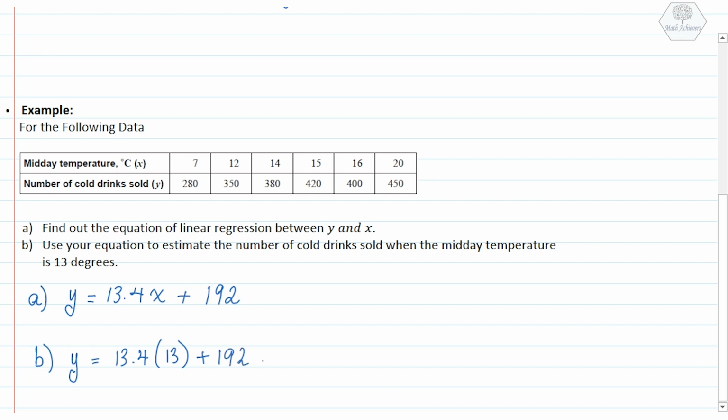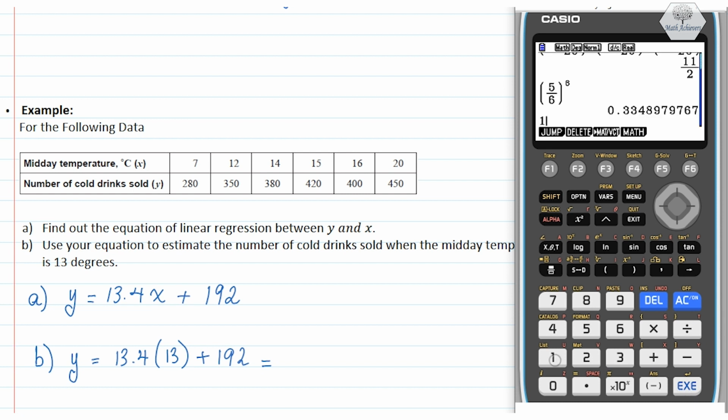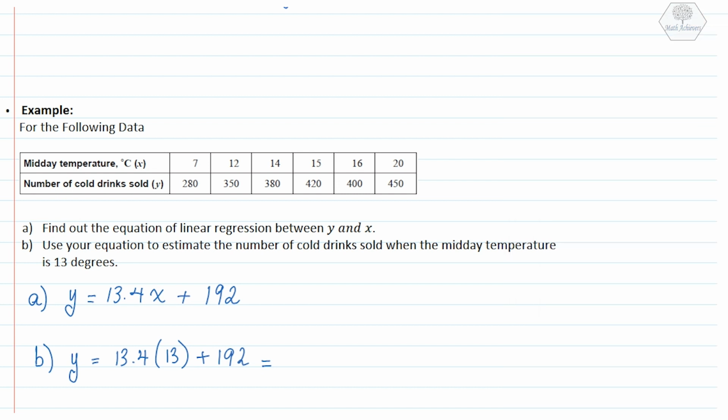And this is equal to, I go to run matrix, and this is 13.4 times the x, which is 13, plus the 192. I'll be having 366 drinks. So this would be 366 drinks sold.